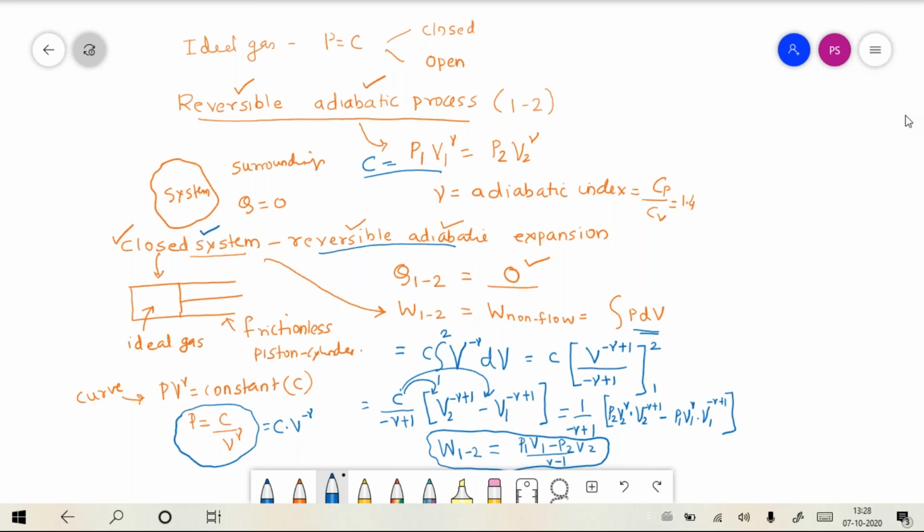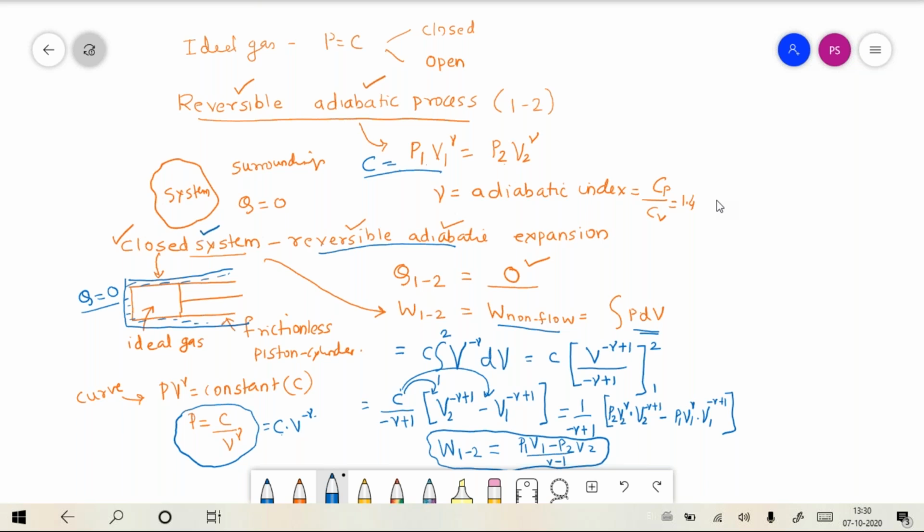The expression for non-flow work, non-flow meaning closed system work, is integral of PdV. So I had substituted P as C into V raised to minus gamma, because P into V raised to gamma is equal to constant. So P is C into V raised to minus gamma. So this is what I had done. And then I had solved the integral, which is V raised to minus gamma plus 1 upon minus gamma plus 1 from 1 to 2.